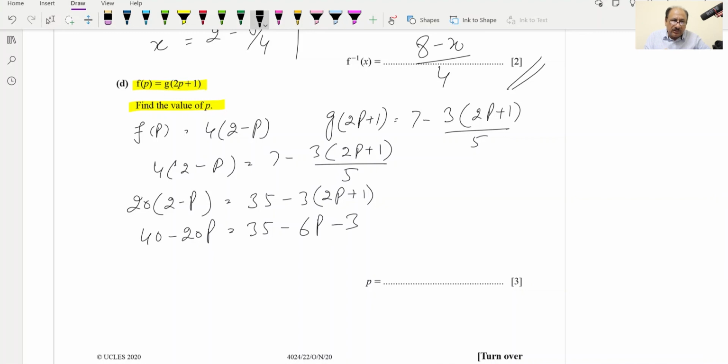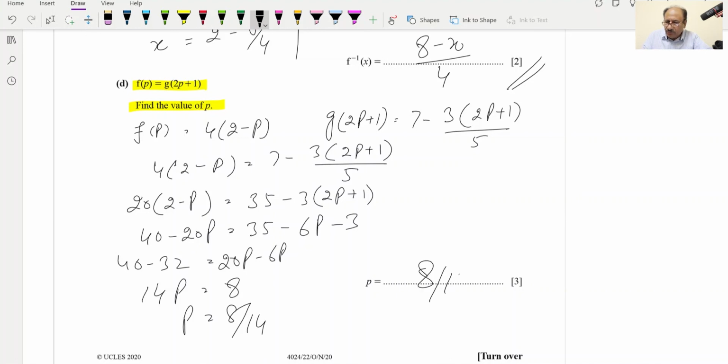Now we can shift 20p to the other side, and what we will get? We will get 40 minus, this will be 35 minus 3 will be 32. So 32 is equal to 20p minus 6p, so it will be 14. This should be 20. So 14p is equal to 8, so p is equal to 8 by 14. So 8 by 14 will be our final answer. Or what we can do, we can simplify as 4 over 7. So 4 over 7 will be the final answer for 3 marks.